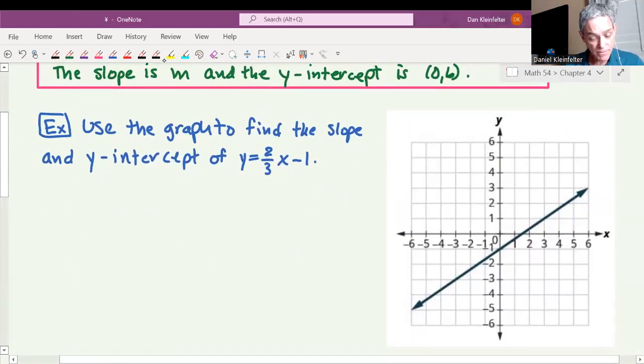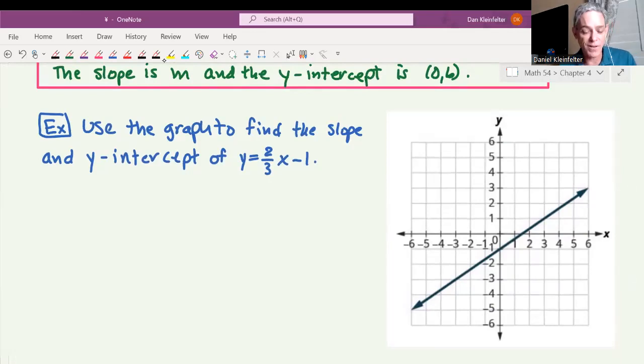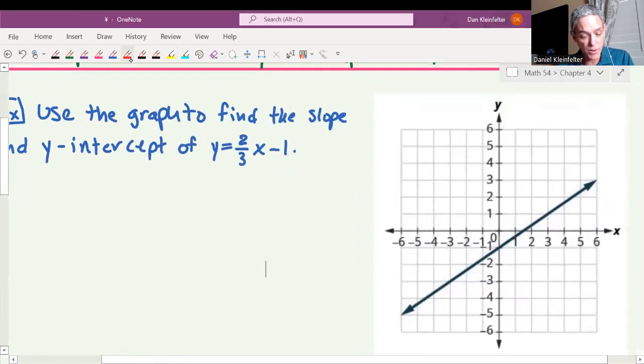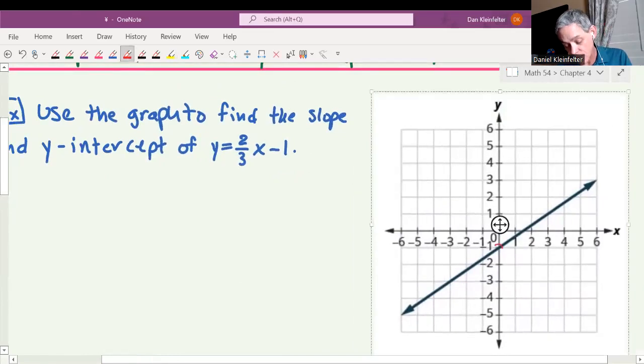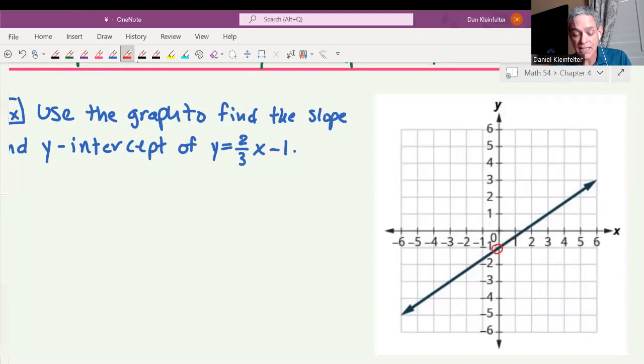Actually, no, I lied. This one we already have the graph. We want to find the slope and y-intercept of y equals 2/3 x minus 1. So we're given the graph, and we can read off the slope and y-intercept from the graph. Let's get the y-intercept first. Looking at the graph, the y-intercept looks like it is at (0, -1), and that makes sense given the formula is 2/3 x minus 1.